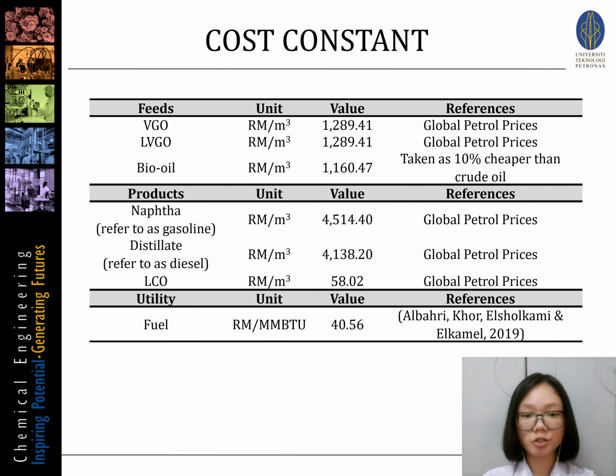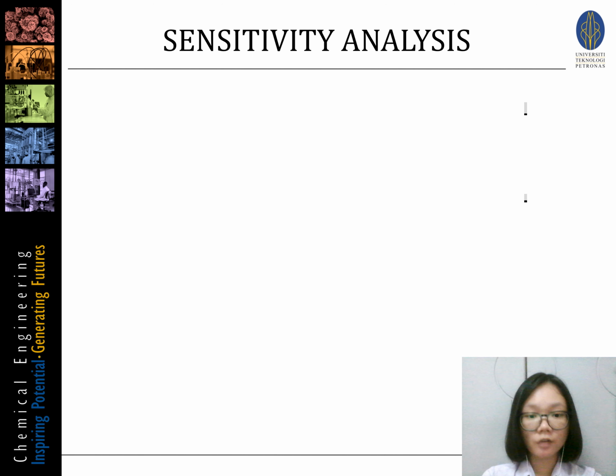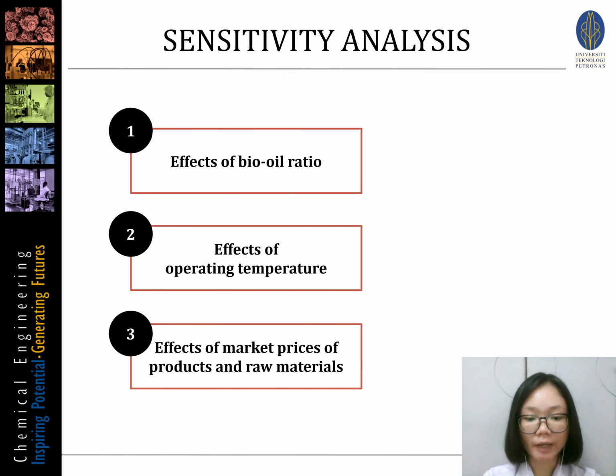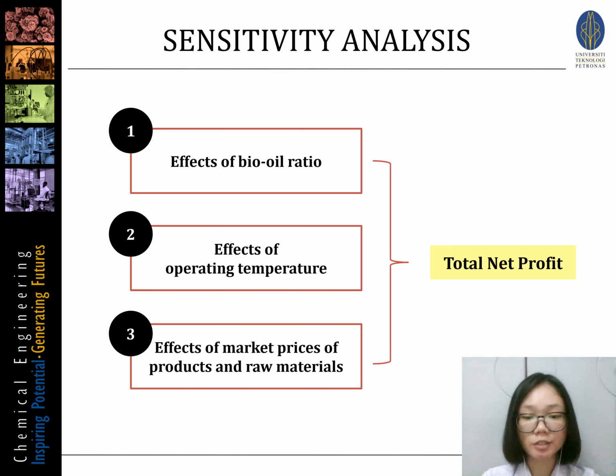And here is the cost constant used for this project. Finally is the sensitivity analysis, where I study the effect of boil oil to oil ratio, effects of operating temperature, and effect of market prices of products and raw material towards the total net profit. So here all the parameters are being varied for plus minus 5%.